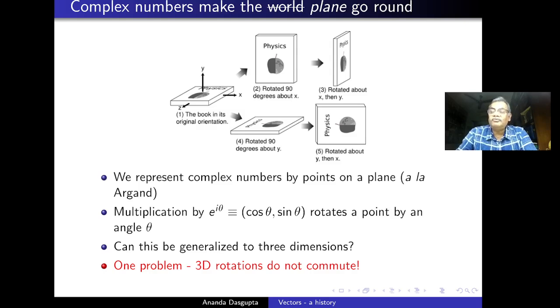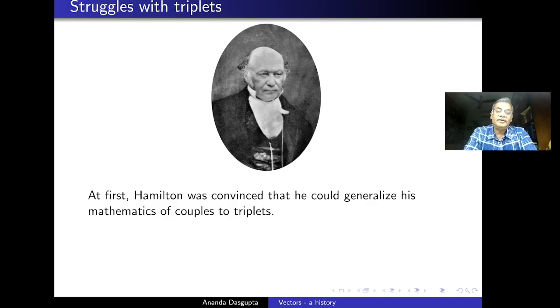If you wanted to do this in 3 dimensions, you would definitely have to go beyond pairs. And the obvious choice was that you should generalize to new kinds of numbers which would be no longer couples or pairs, but triplets. 3 numbers which go together. And Hamilton actually struggled a lot trying to figure out a way in which he could multiply triplets.